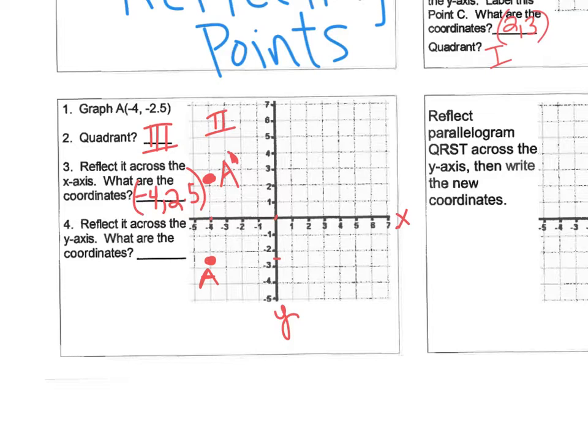Okay? All right, number 4, reflected across the y-axis. What are the coordinates? So I want you to go back to the original point A down here in quadrant 3, and we're going to reflect it over the y-axis now. So we should end up over here in quadrant 4. Okay, so we went over 4, down 2.5. Now I'm going to go to the right 4, down 2.5. So the new ordered pair is going to be 4, negative 2.5. Okay, and we are in quadrant 4.